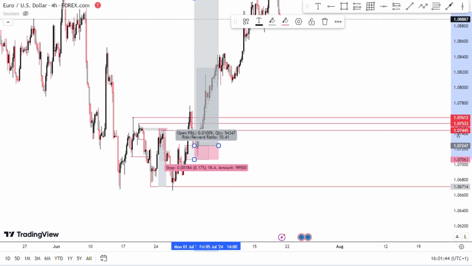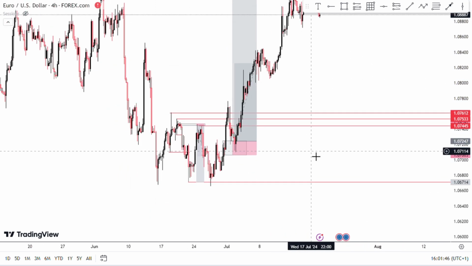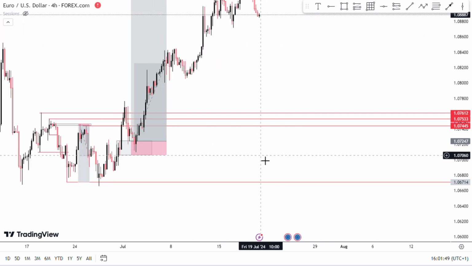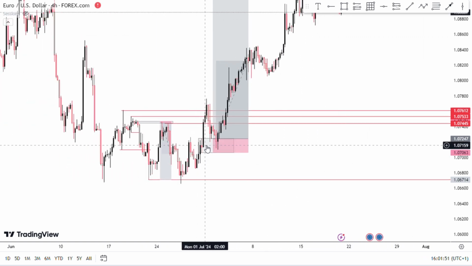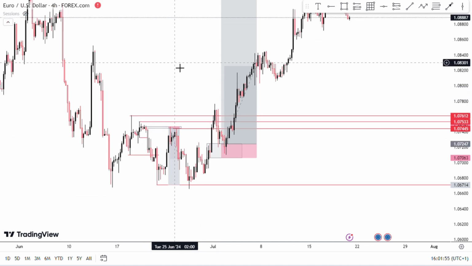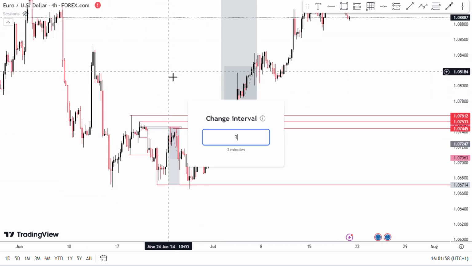But if you want to increase your risk to reward ratio, we can go down to a lower time frame to find a perfect order block inside this particular order block, to know exactly where the price is going. So we are on the 4-hour time frame. Let's just go down to the 3-hour time frame.